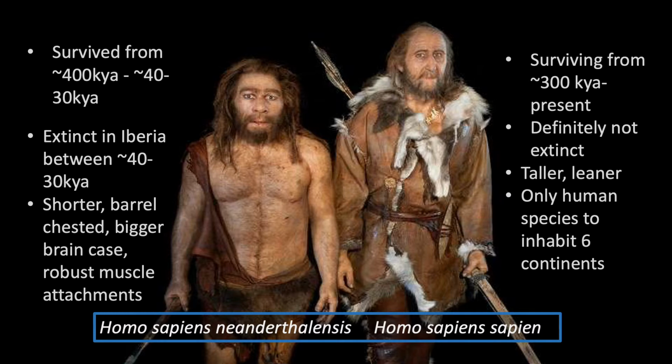Neanderthals survived from about 400,000 to somewhere between 30 or 40,000 years ago in Europe, Asia, and the Levant. They are associated with what we call the Middle Paleolithic period. Modern humans, on the other hand, evolved in Africa, dispersed to every continent, and are still around. The oldest modern human remains recovered so far are 300,000 years old from northern Africa.